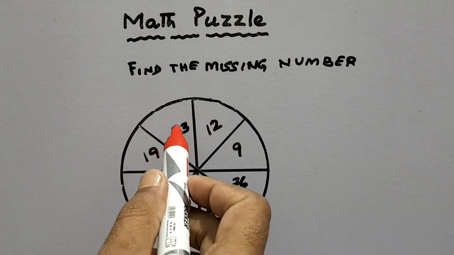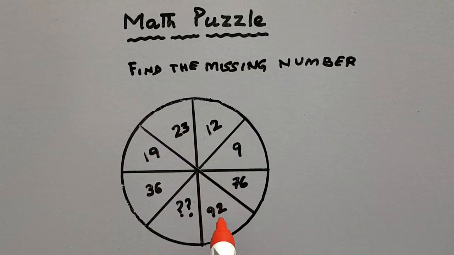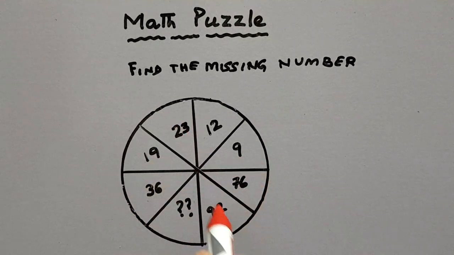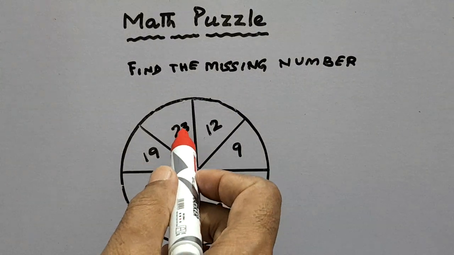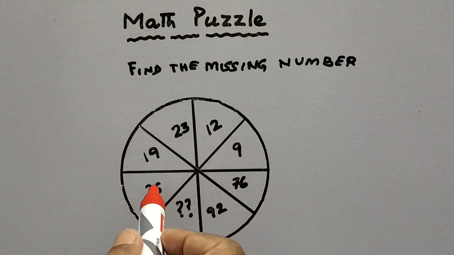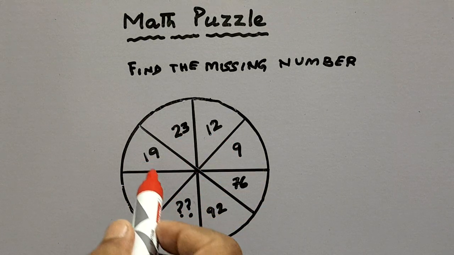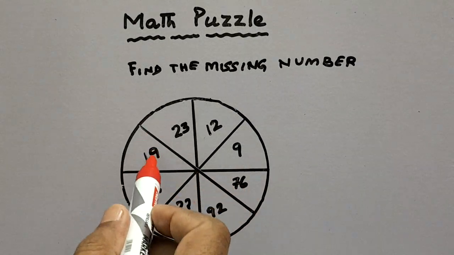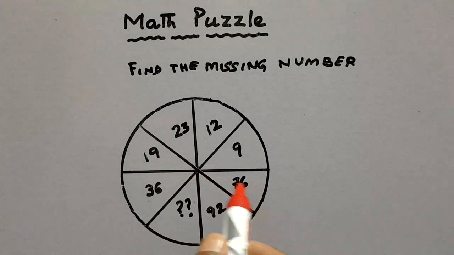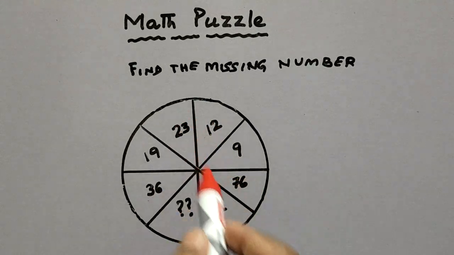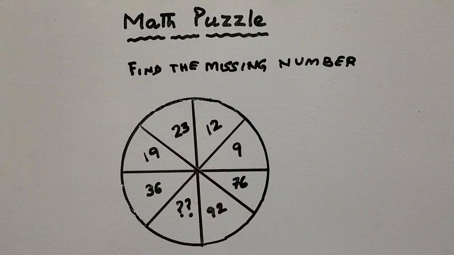Here it is 23, the opposite side number is 92. So if you just see, 4 times 23 is 92. So there is a relation. Here it is 4 times, here it is also 4 times. Here it is 19 and here it is 76. So 4 times 19 is 76. So we have observed in all the three places the opposite numbers are just 4 times the other number.